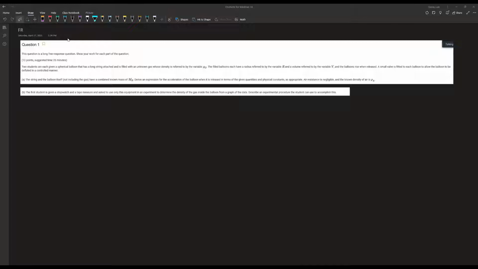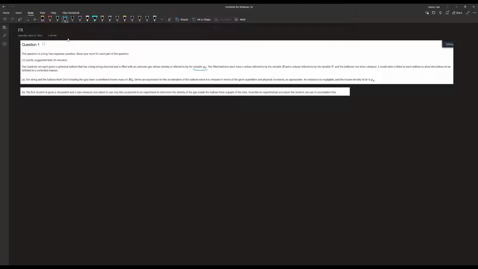They tell us, two students are each given a spherical balloon that has a string attached and is filled with an unknown gas whose density is referred to by the variable rho g. The filled balloons each have a radius referred to by the variable r and a volume referred to by the variable v, and the balloons rise when released. A small valve is fitted to each balloon to allow the balloon to be deflated in a controlled manner.